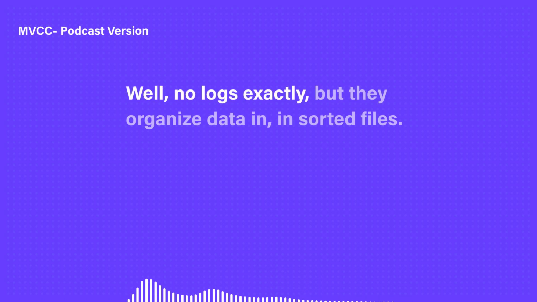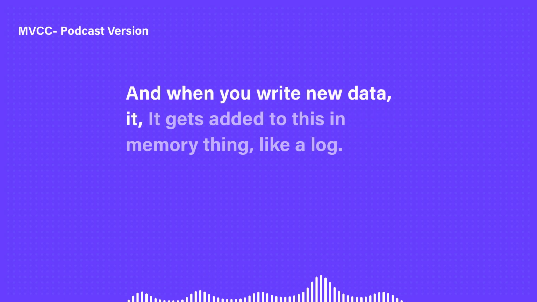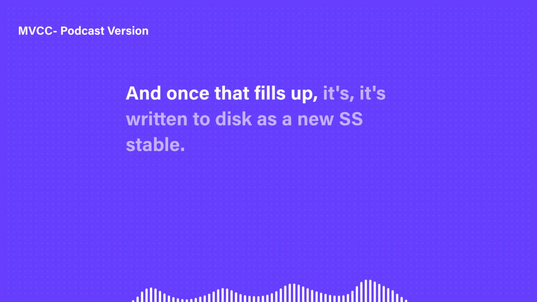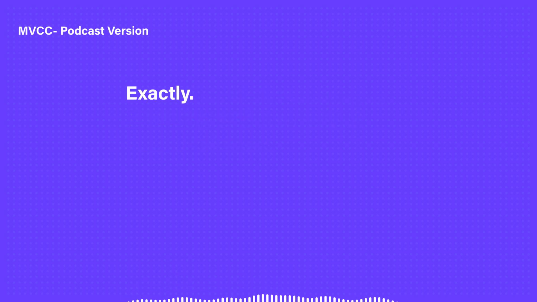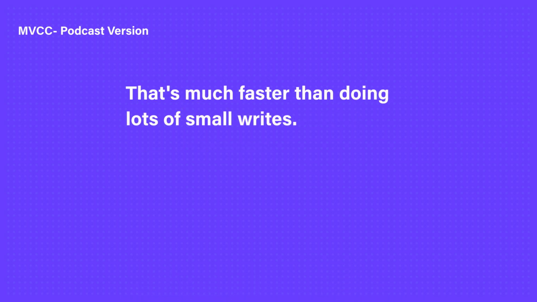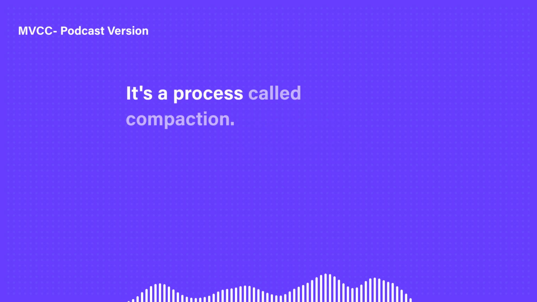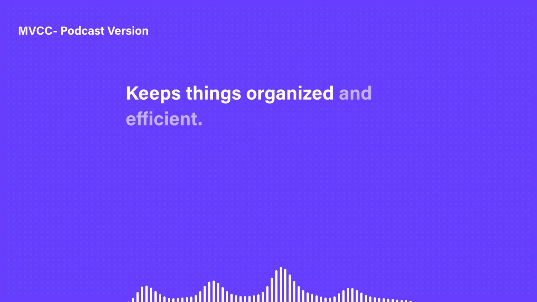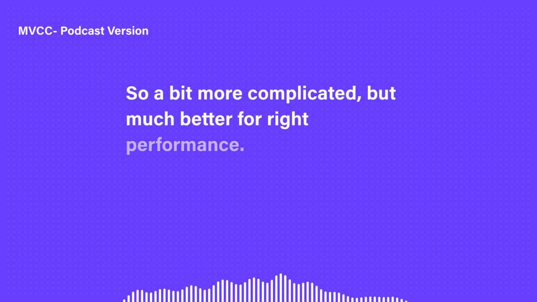Well, not logs exactly, but they organize data in sorted files. They're often called SSTables. When you write new data, it gets added to an in-memory structure, like a log. Once that fills up, it's written to disk as a new SSTable. So it's kind of like batching up the writes and then writing them all at once. Exactly. That's much faster than doing lots of small writes. And as more SSTables are created, they get merged together in the background, in a process called compaction. Gotcha. Keeps things organized and efficient. So a bit more complicated, but much better for write performance.